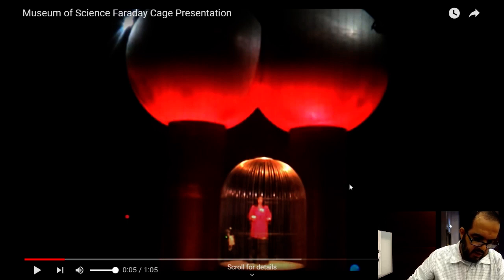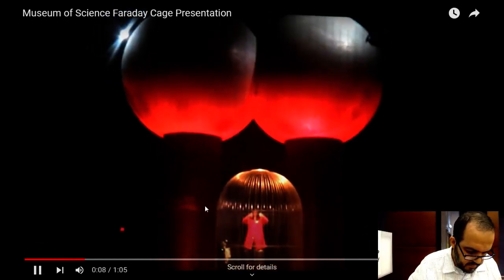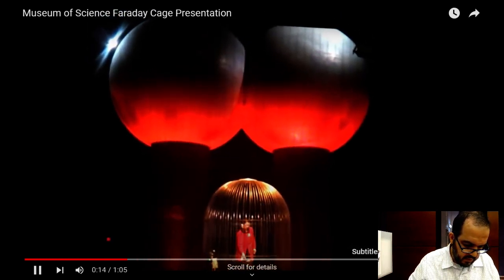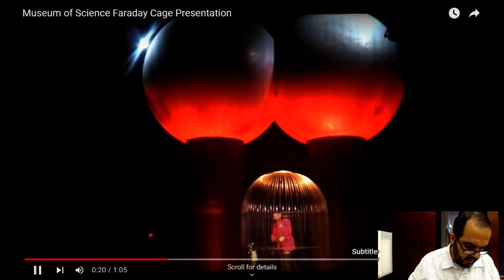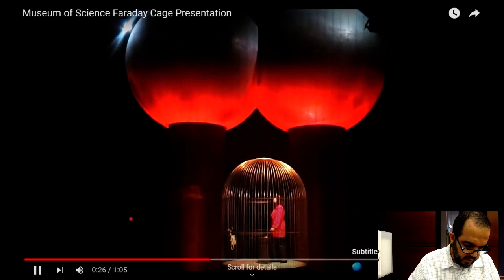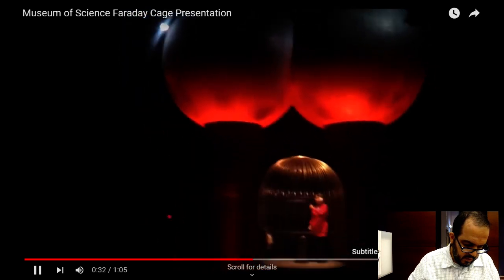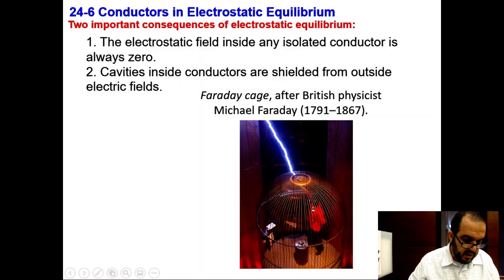Okay, all right. So there is a Van de Graaff generator, 2 huge Van de Graaff generators. This lady is inside a metal cage, and let's see what will happen. So you can see the strikes.